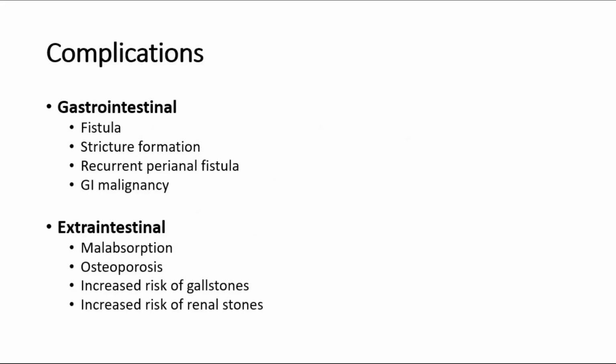For complications, gastrointestinal complications include fistula and stricture formation, recurrent perianal fistulae, and GI malignancy. Patients with Crohn's disease have about a 3% risk of developing colorectal cancer over 10 years, and small bowel cancer is about 30 times more common in those with Crohn's disease. Whereas extra-intestinal complications are malabsorption, osteoporosis, secondary to malabsorption or long-term steroid use, increased risk of gallstones due to reduced reabsorption of bile salts at the terminal ileum, and increased risk of renal stones.